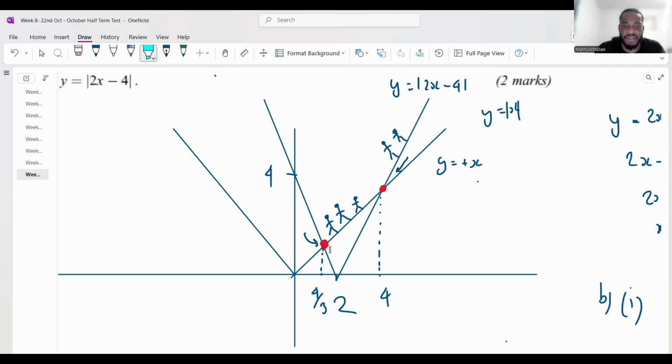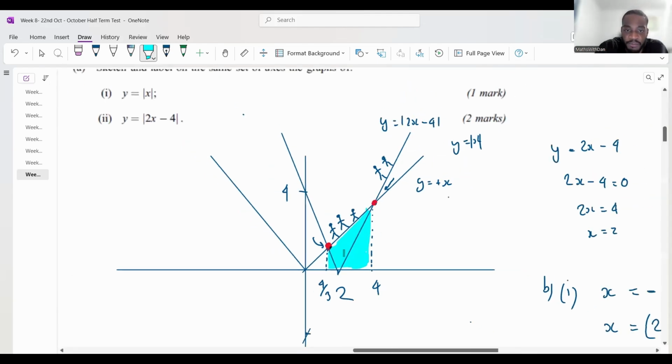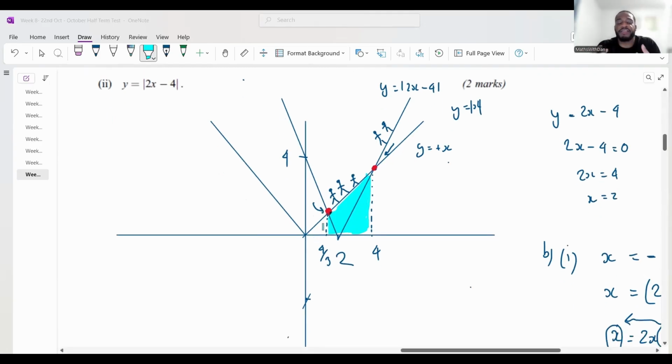Can you guys see? Just let me know if that makes sense. This region here, the man is on top of the modulus of x graph. So therefore, this is where the modulus of x is above the modulus of 2x minus 4. Guys happy with that? So therefore, what are the values of x for when this stick man is above? Well, it's between 4/3 and 4, isn't it? It's between 4/3 and 4.